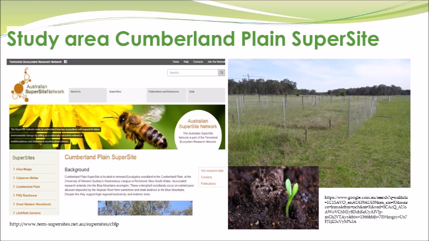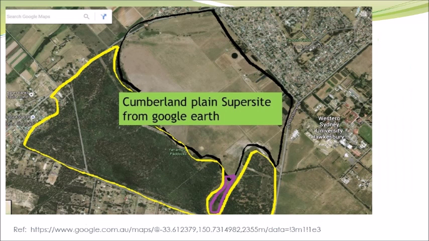Now let's discuss my project. My project is based on the soil of the Cumberland Plains Supersite. It is a site of the Terrestrial Ecosystem Research Network, commonly known as TERN. It is situated next to the Western Sydney University Hawkesbury campus. In regard to my project, the land use of this supersite is identified into three categories. These are grassland, which in the map is indicated with the black lines. Another division is woodland and marsh.